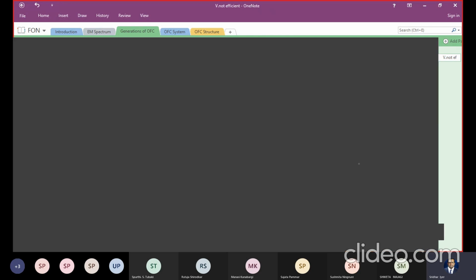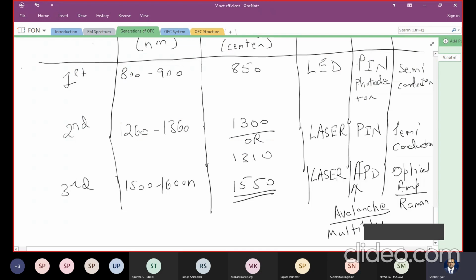The amplifiers which were used here were the optical amplifiers, and the most famous of that is the Raman amplifier, okay? Invented by our own Sir C.V. Raman. It is in general known as the Raman effect. I'll explain the effect in module 4 when we talk about amplifiers. But Raman amplifiers are the most common types of optical amplifiers which you could use.